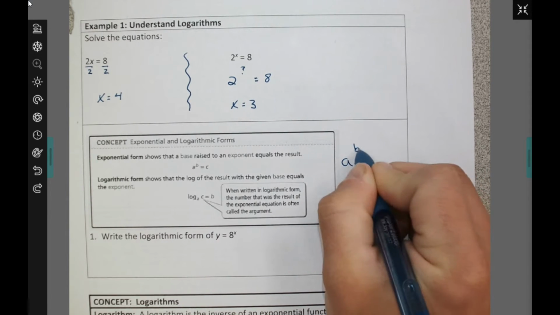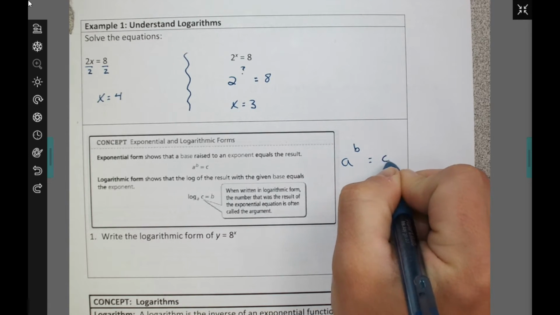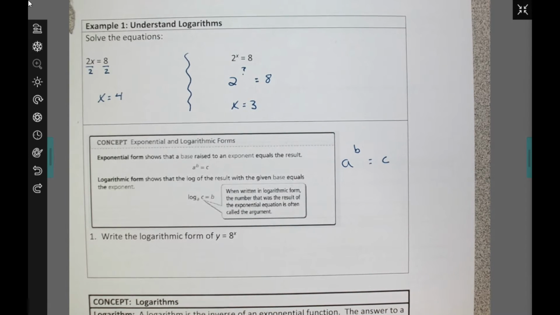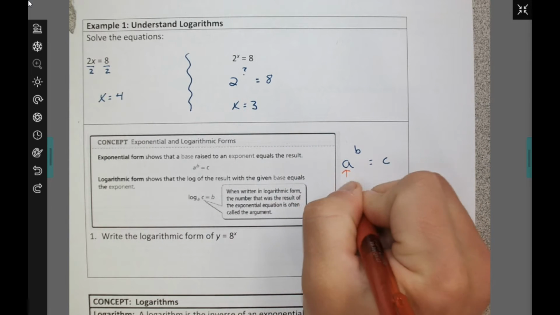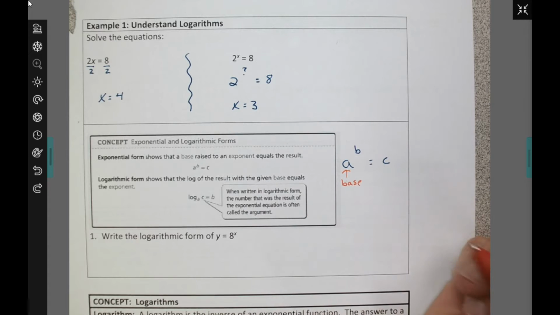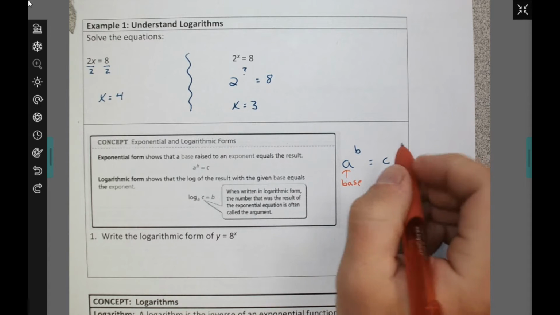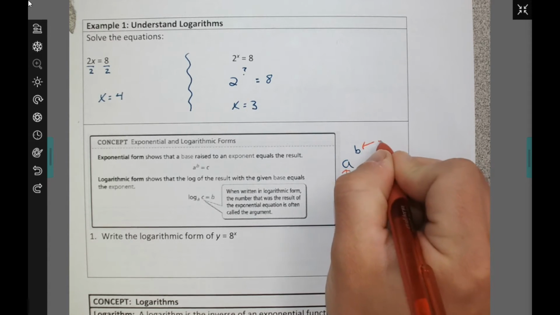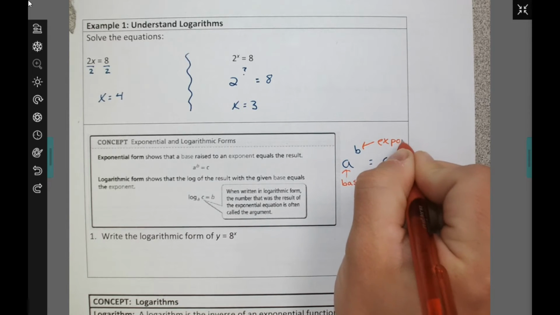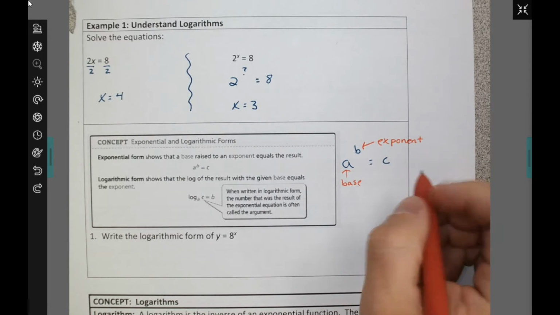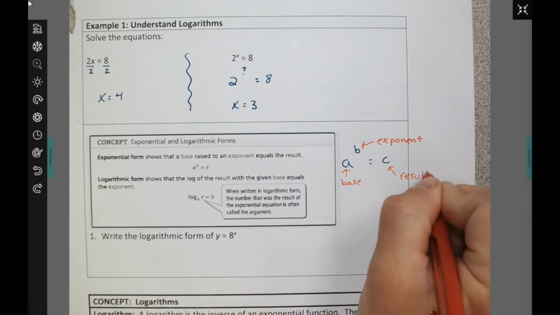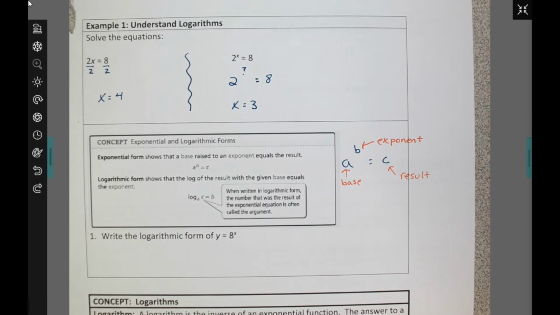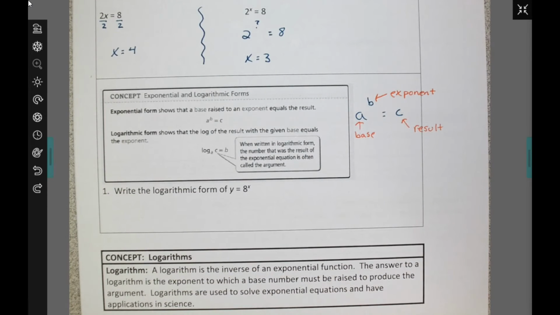You have a to the b equals c. Okay, so in this setup right here, a is going to be our base. You can think of it because it's down below. So a is the base because it's down below. b is obviously our exponent. And then c is the result of the problem. Okay, so it's what our power equals. So that's for exponential form, which honestly, you guys have dealt with a million times. You may not call it exponential form, but that's what it is.